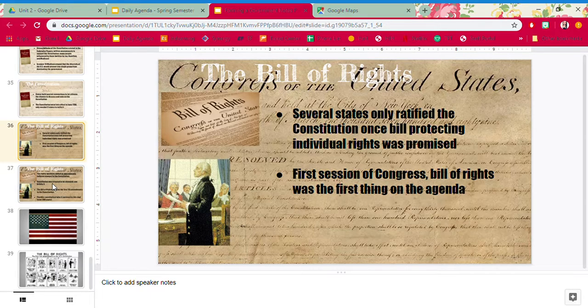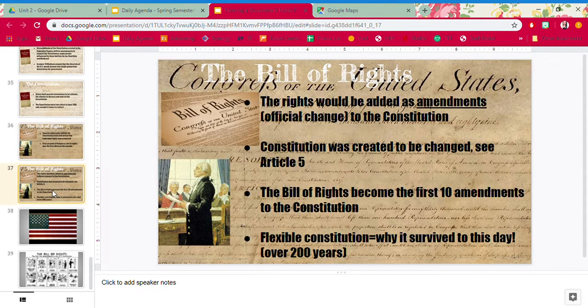And so we add these things, they're called the Bill of Rights. They're added as amendments to the Constitution, or an official change to the Constitution. So, you can change the Constitution. It's been changed many times. The first 10 changes are called the Bill of Rights. There's more changes after that, but the first 10 are the Bill of Rights.